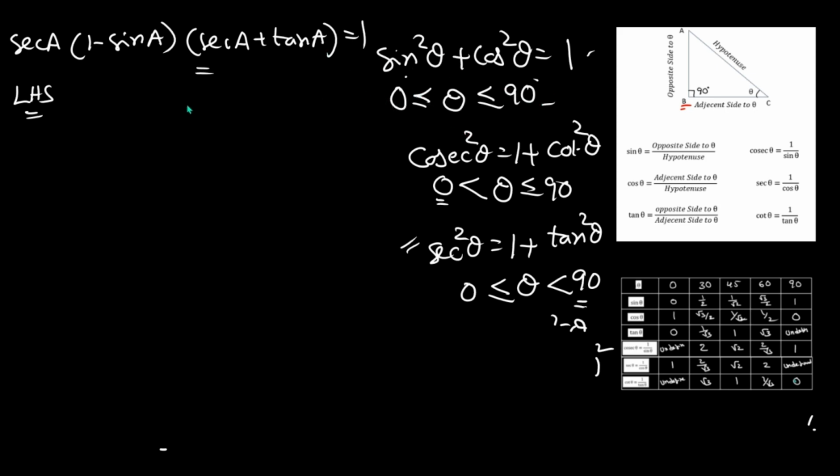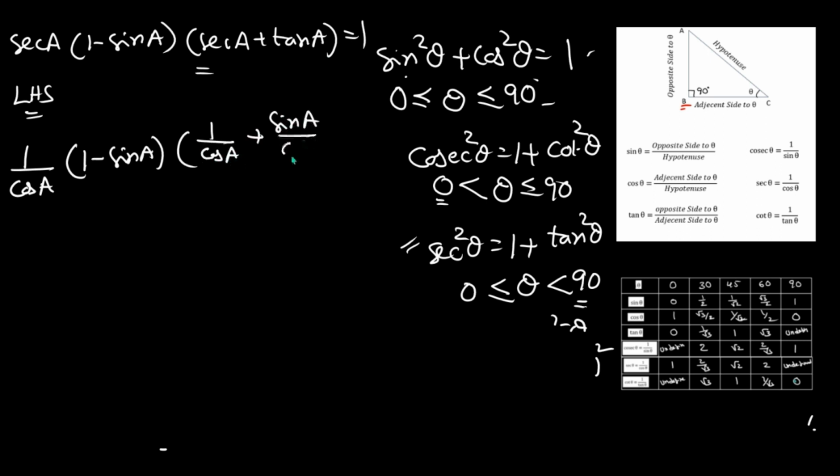So it has different terms like sin, secant, tan, so many are there, right? Let's write everything in the sin and cos terms. For the secant A, you can write 1 by cos A, right? So 1 by cos A into 1 minus sin A, plus what is the tan A? It is sin A by cos A, right? So we have taken the left hand side one.